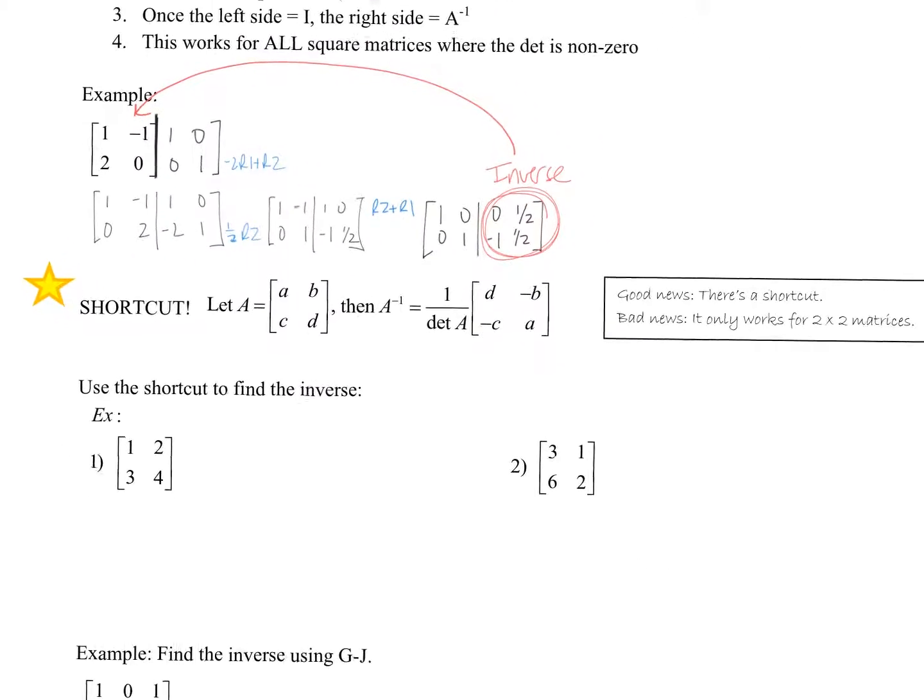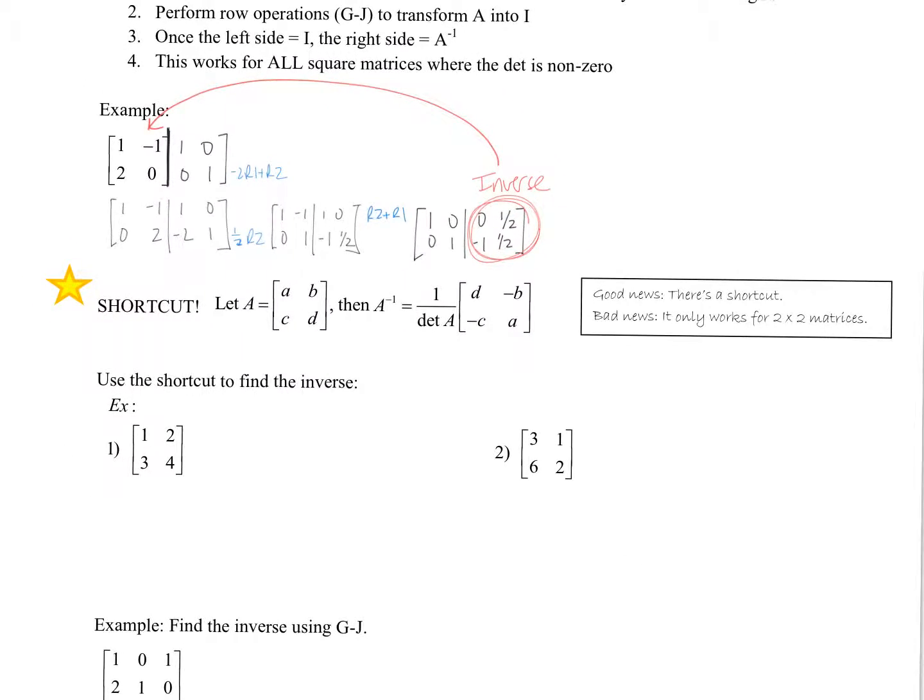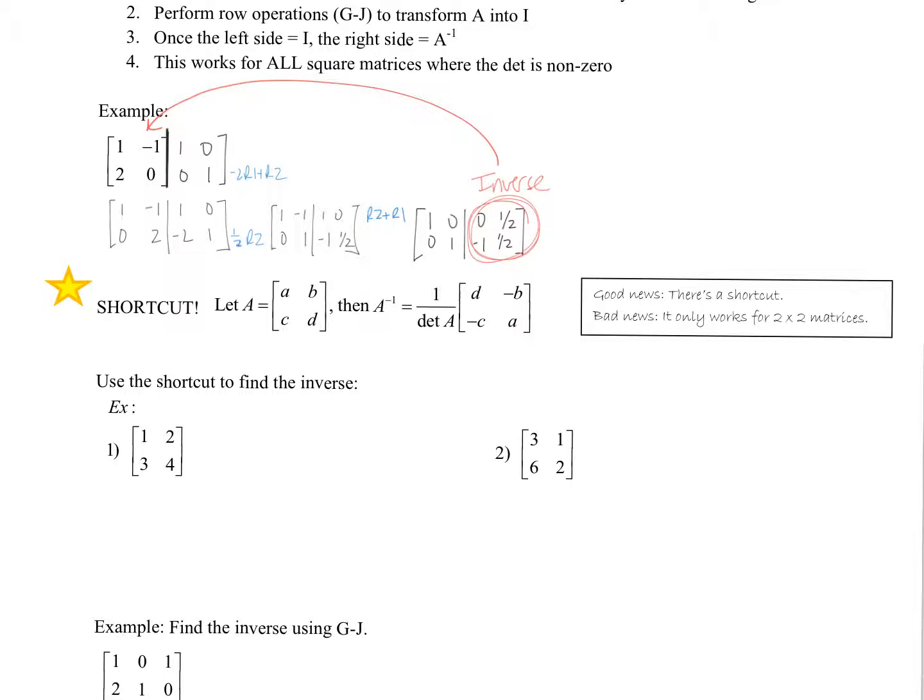So the good news is, what I wrote in the box over here is that we've already done GJ before, so you should be familiar with this process. It's just a few more numbers added into the mix. But the good news is that there's a shortcut, and there's kind of a formula.